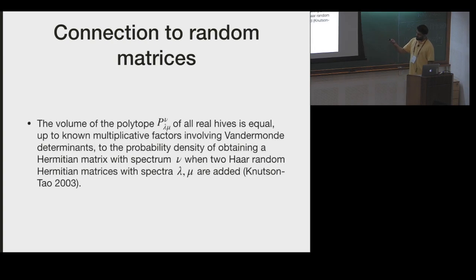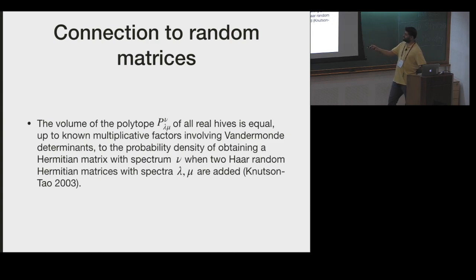So there's also a surprising connection to random matrices, and the volumes of these polytopes that I just described have an interpretation as the probability density of obtaining a Hermitian matrix with spectrum mu when two Haar random Hermitian matrices with spectrum lambda and mu are added. So this is a result of Knutson and Tao. This came from something called the saturation conjecture, but then they have several results also related to the real hives. So the saturation conjecture is something related to the integer hives.